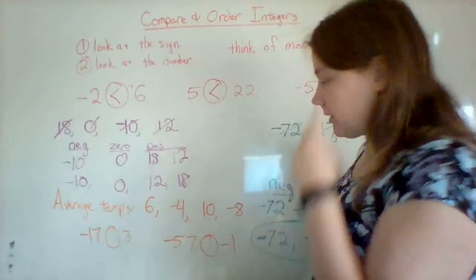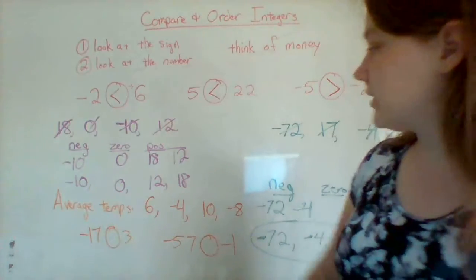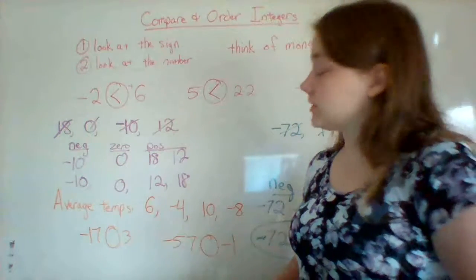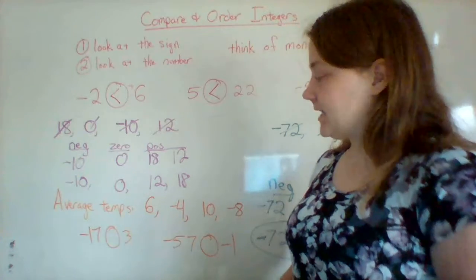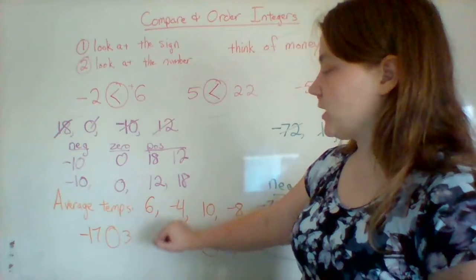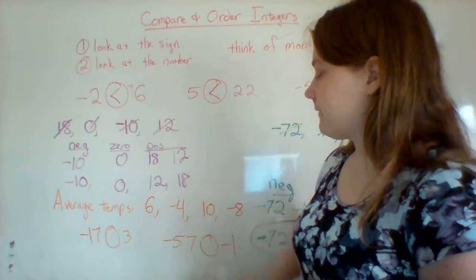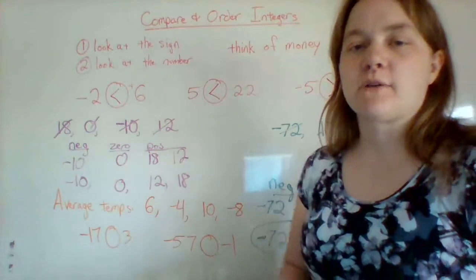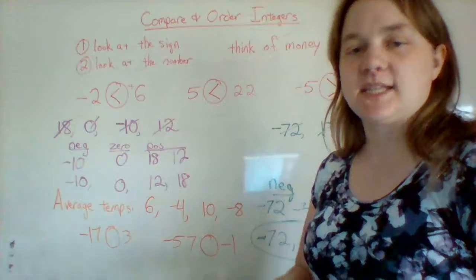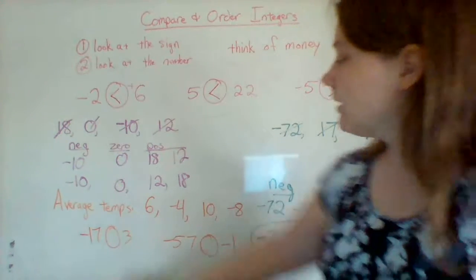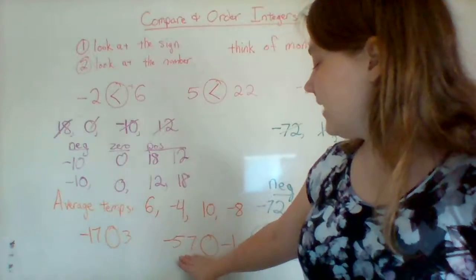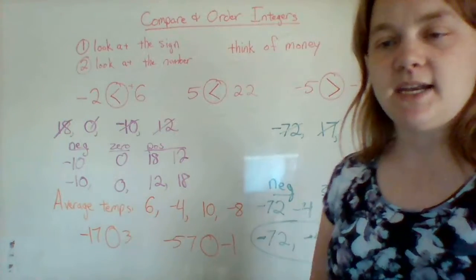So what you're going to do is answer 3 questions. First is putting in order the average temperatures of a certain city. The average temperatures over 4 days were 6, -4, 10, and -8. Please put those in order from least to greatest. That's smallest to biggest. Then you're going to compare -17 and 3, and then -57 and -1.